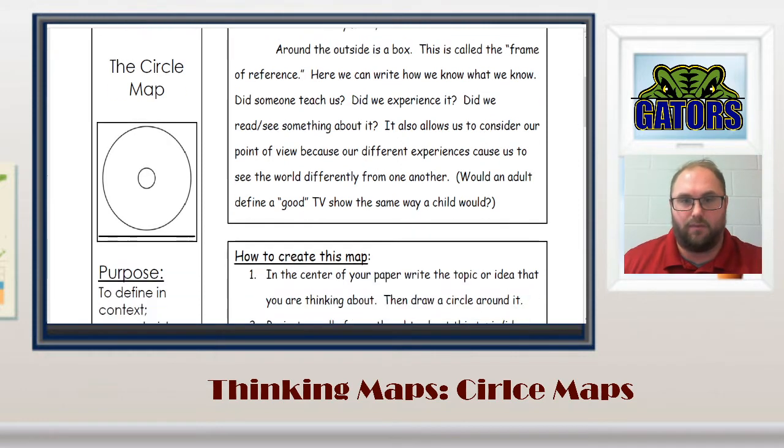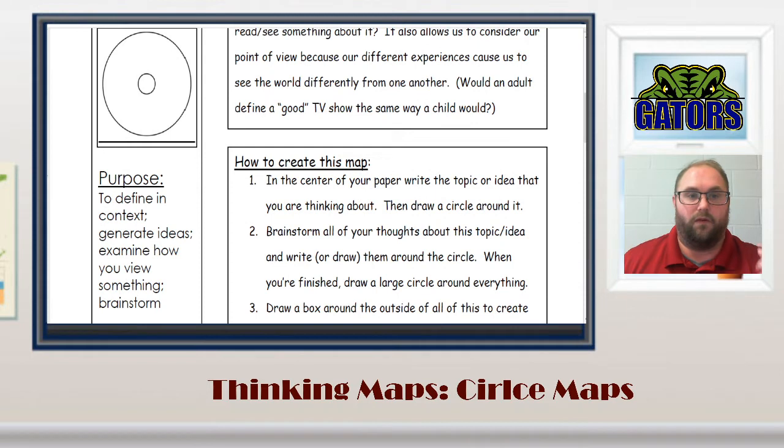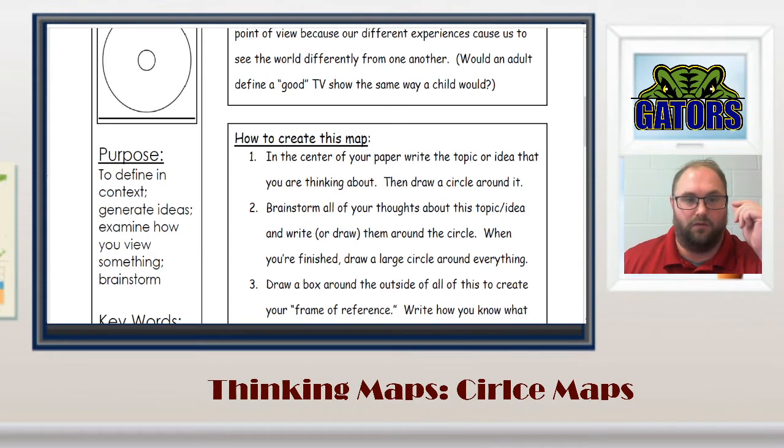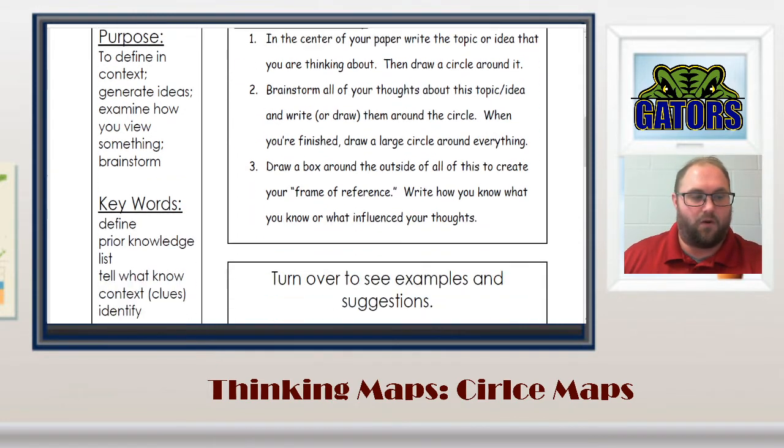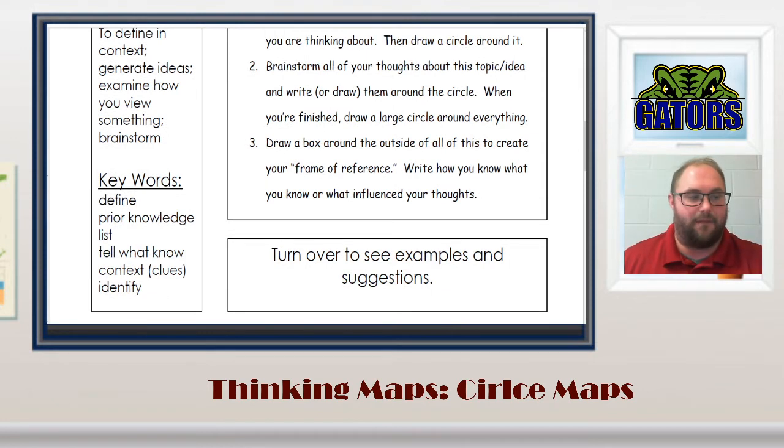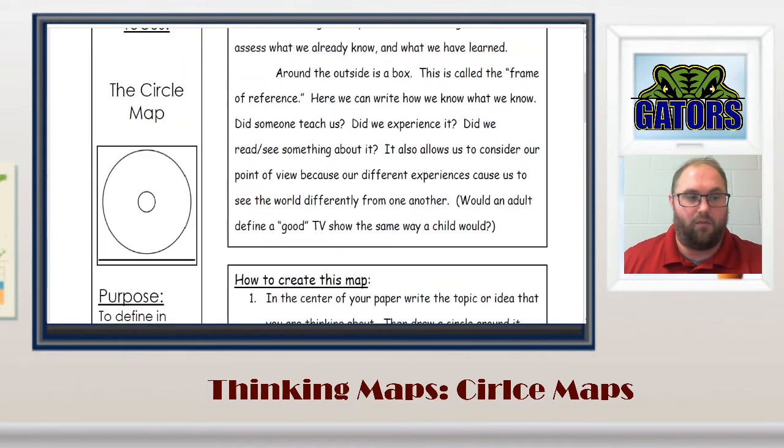Now let's go into a little bit of detail about the purpose of the circle map. The purpose of the circle map is to define within a certain context, or to generate ideas, or to examine how your point of view affects something, or just to brainstorm ideas. So the key words for all of our thinking maps are define, prior knowledge, list, tell what you know, context or clues, and identify.